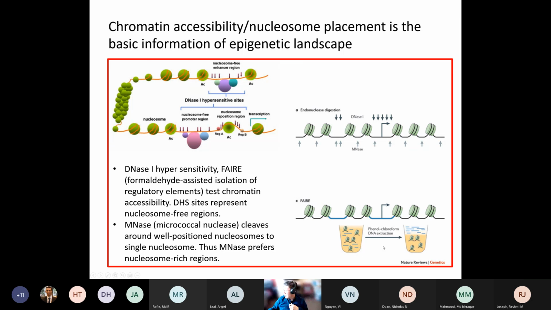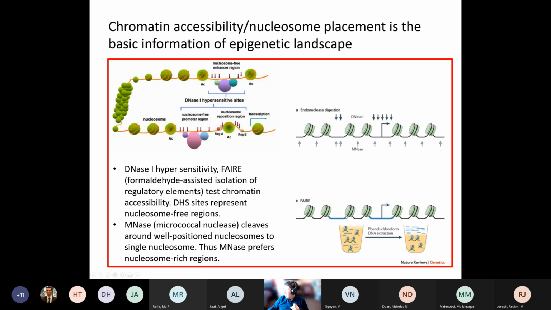And there is another technique called FAIRE. So FAIRE is formaldehyde-assisted isolation of regulatory elements. FAIRE is the name. So basically, you use formaldehyde, formalin. It can be used to cross-link DNA and protein. Therefore, the DNA on this nucleosome will be fixed to the histone. The protein and DNA will get cross-linked together. So that's what you see here.